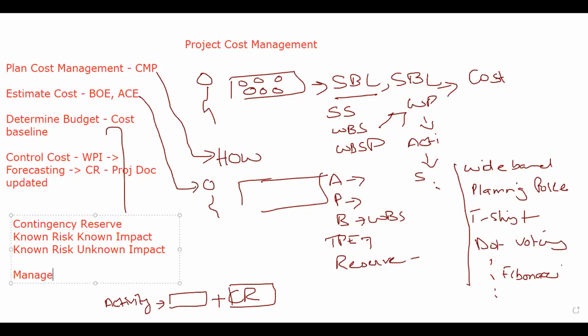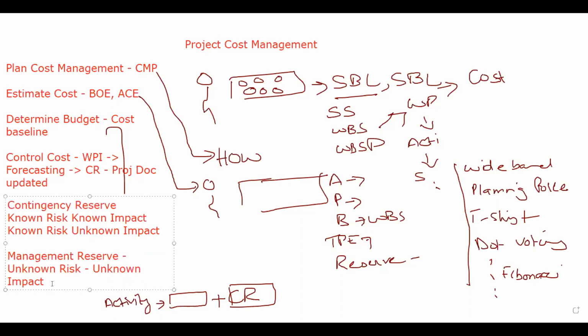There is a second one, which is management reserve, which is added into the cost based on unknown risk. And once the risk is unknown, for sure the impact will be unknown also. So these are the reserves: contingency reserve and management reserve.